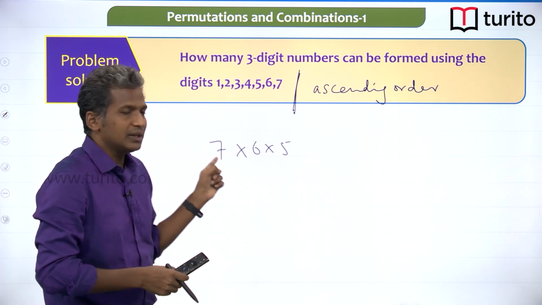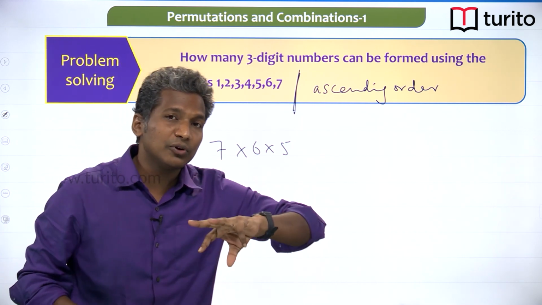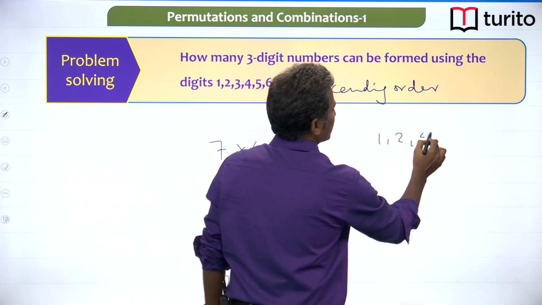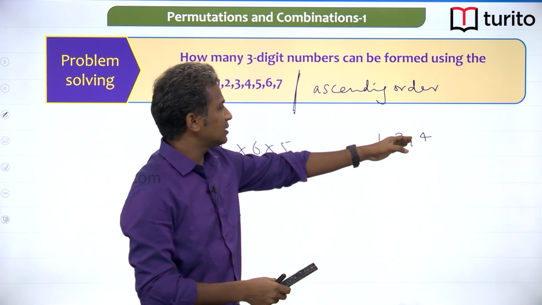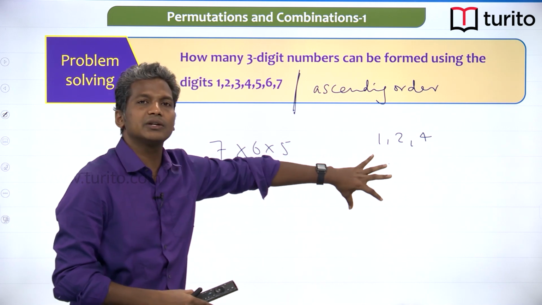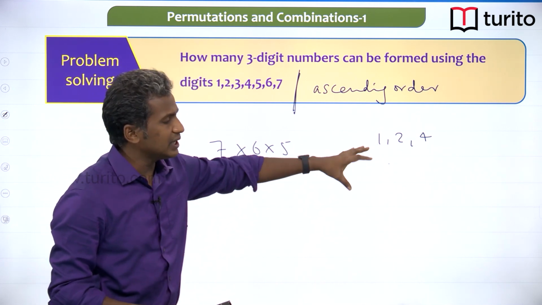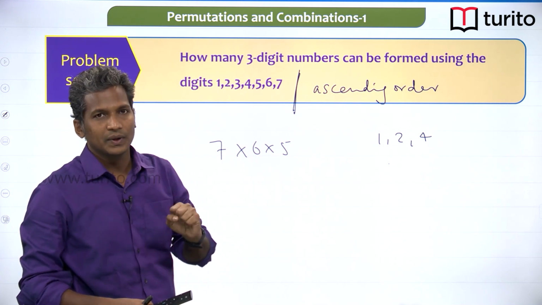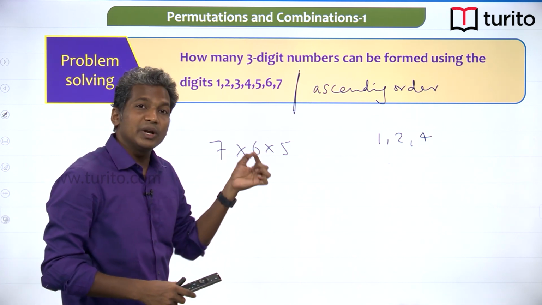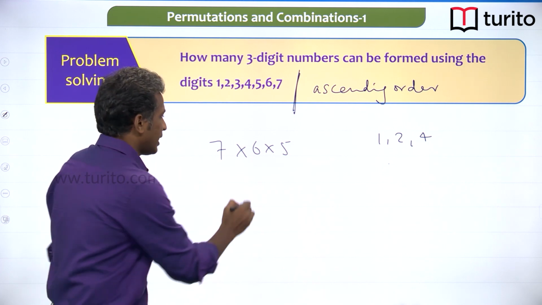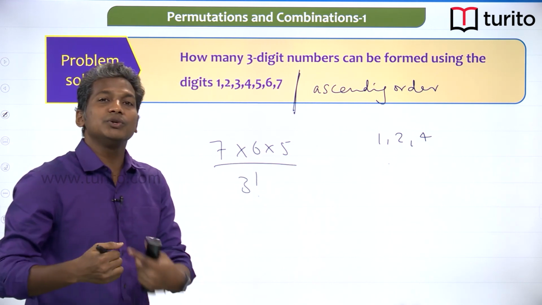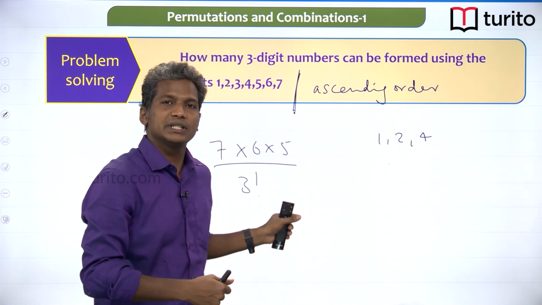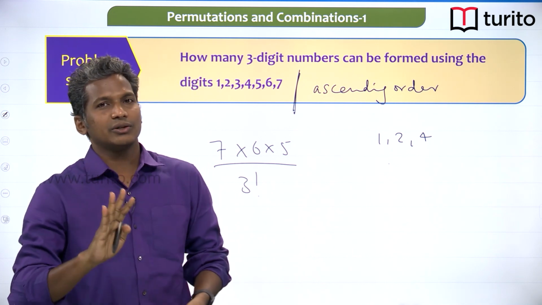But hold on, here there could be any type of arrangement. Suppose my digits are 1, 2 and 4. Let us say these are the digits which are forming the 3-digit number. How many different arrangements are possible out of these 3? 3 factorial different arrangements are possible. So, here to get an ascending order, you have to divide with 3 factorial. Because you want only one order out of the 6 available orders, you divide with 3 factorial, which is 6. Okay. So, I hope you understood the logic of division here.